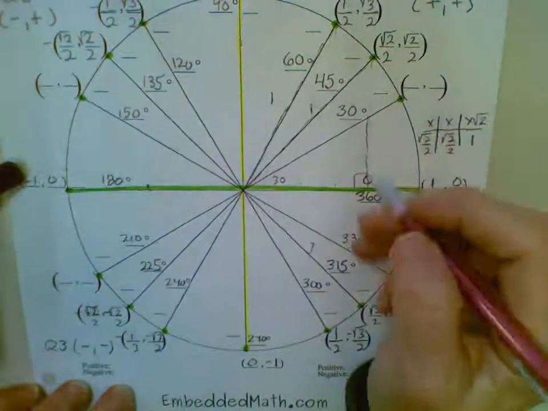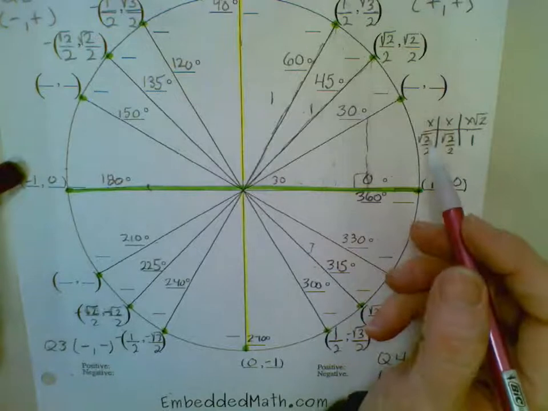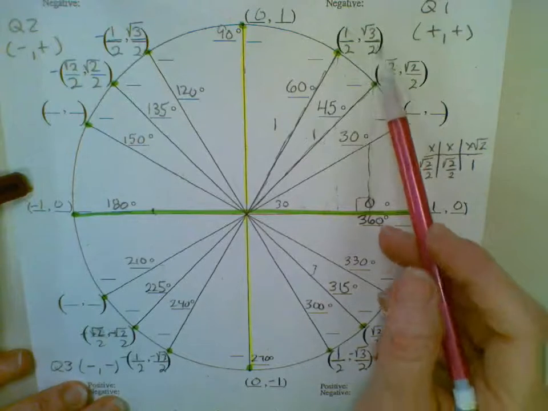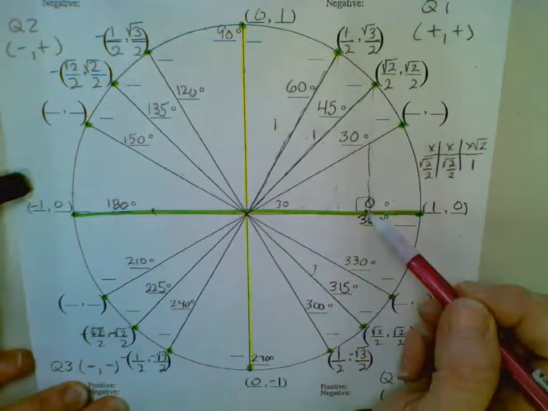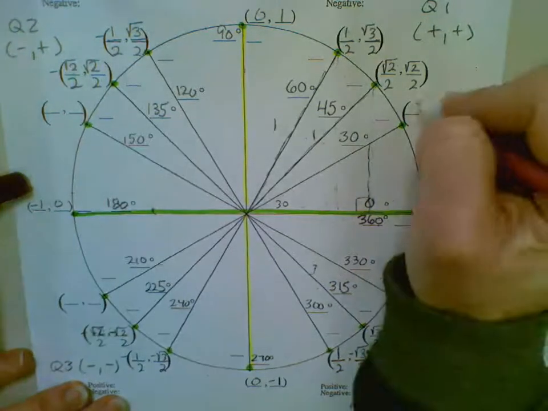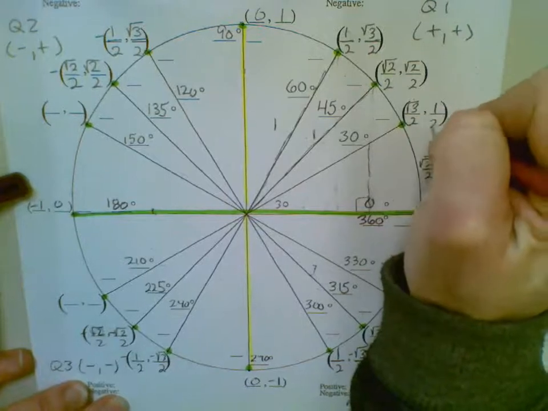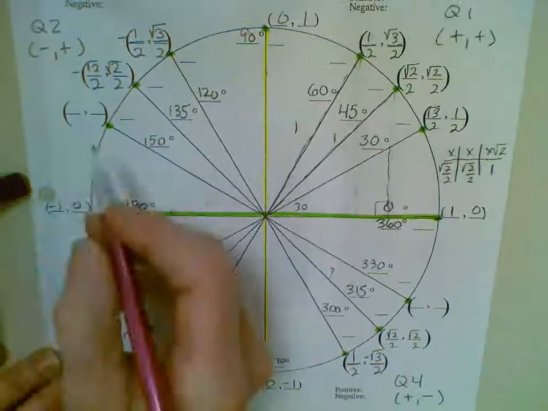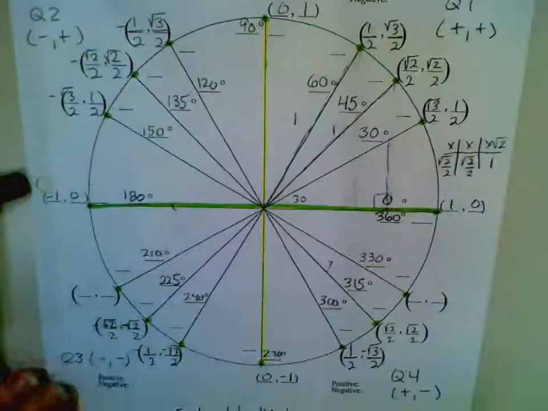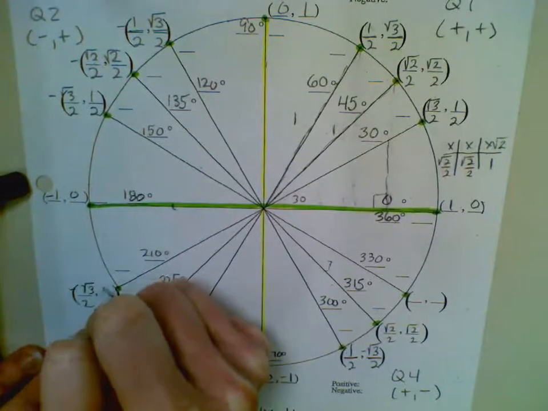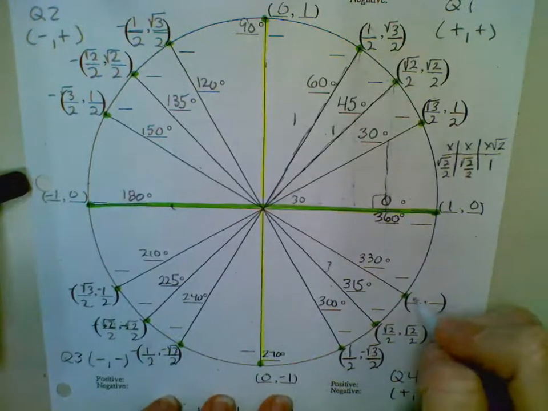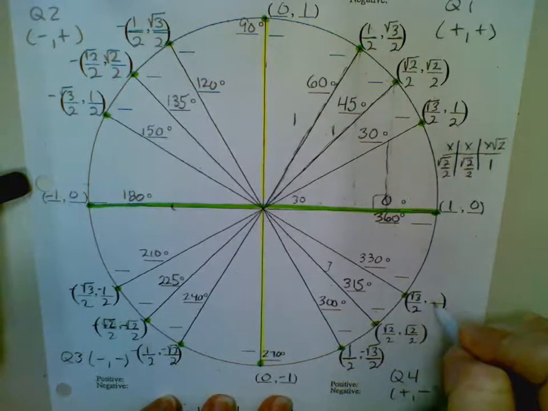And what happens on this one is it's the same chart we used for the first one, for the 1/2, radical 3/2. The only difference is your long leg is now the radical 3/2, and your short leg is the 1/2. So it looks like this. So they just trade places. So then over here, it'll be a negative radical 3/2. Down here, both negative. And then in the fourth quadrant, positive, and then negative.